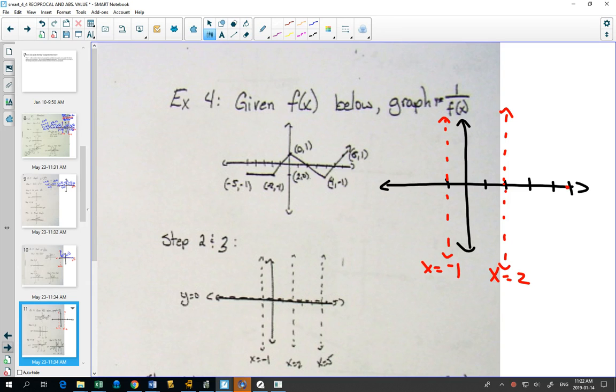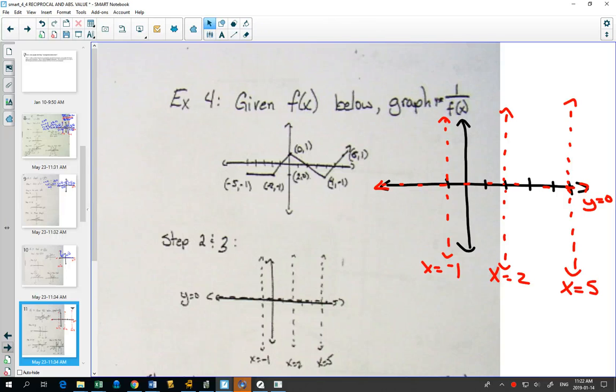Get some black on this pen. Here we go. And then we have an x-intercept at 5. So we have x equals 5. Does this graph have an arrowhead on it showing that it goes up forever? Yes. So we also have an asymptote at y equals 0.